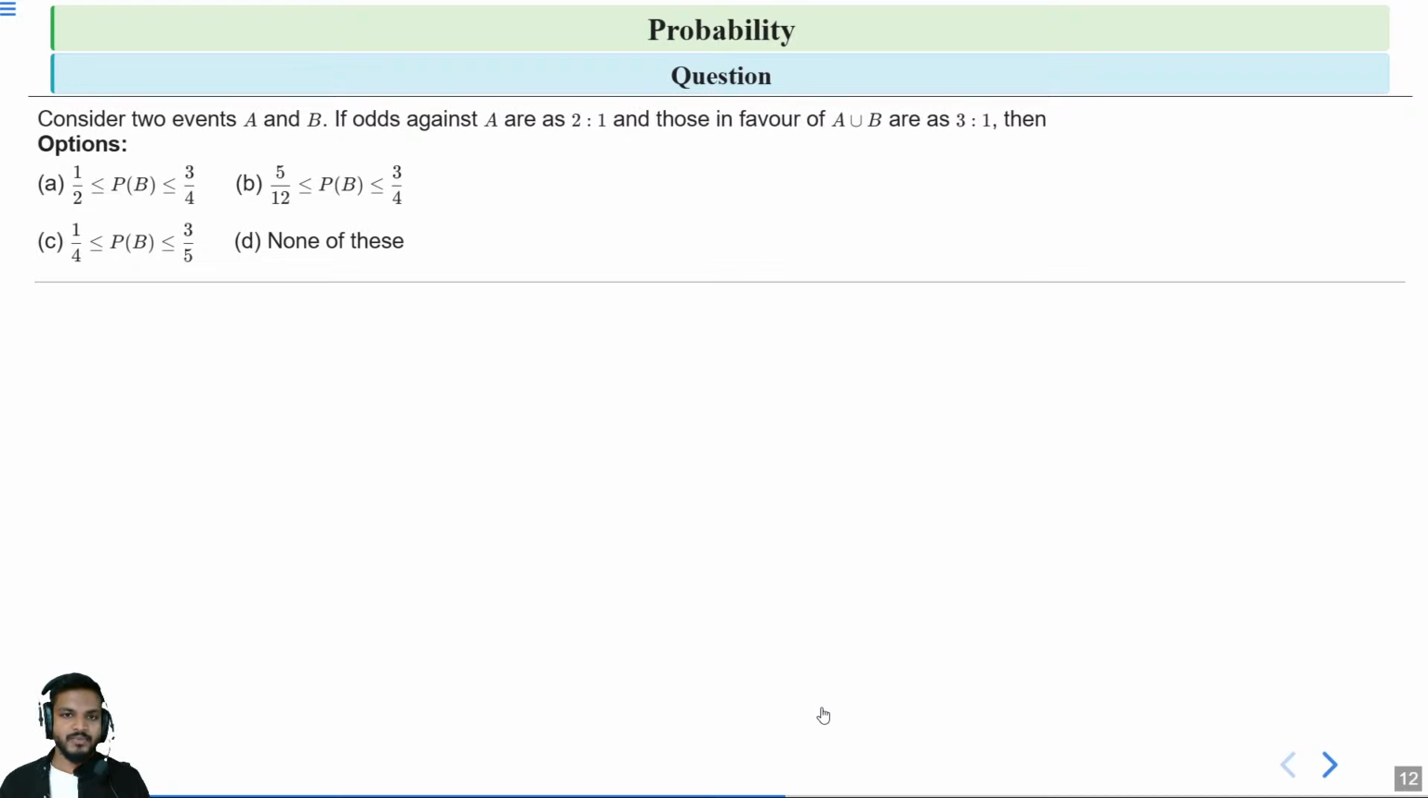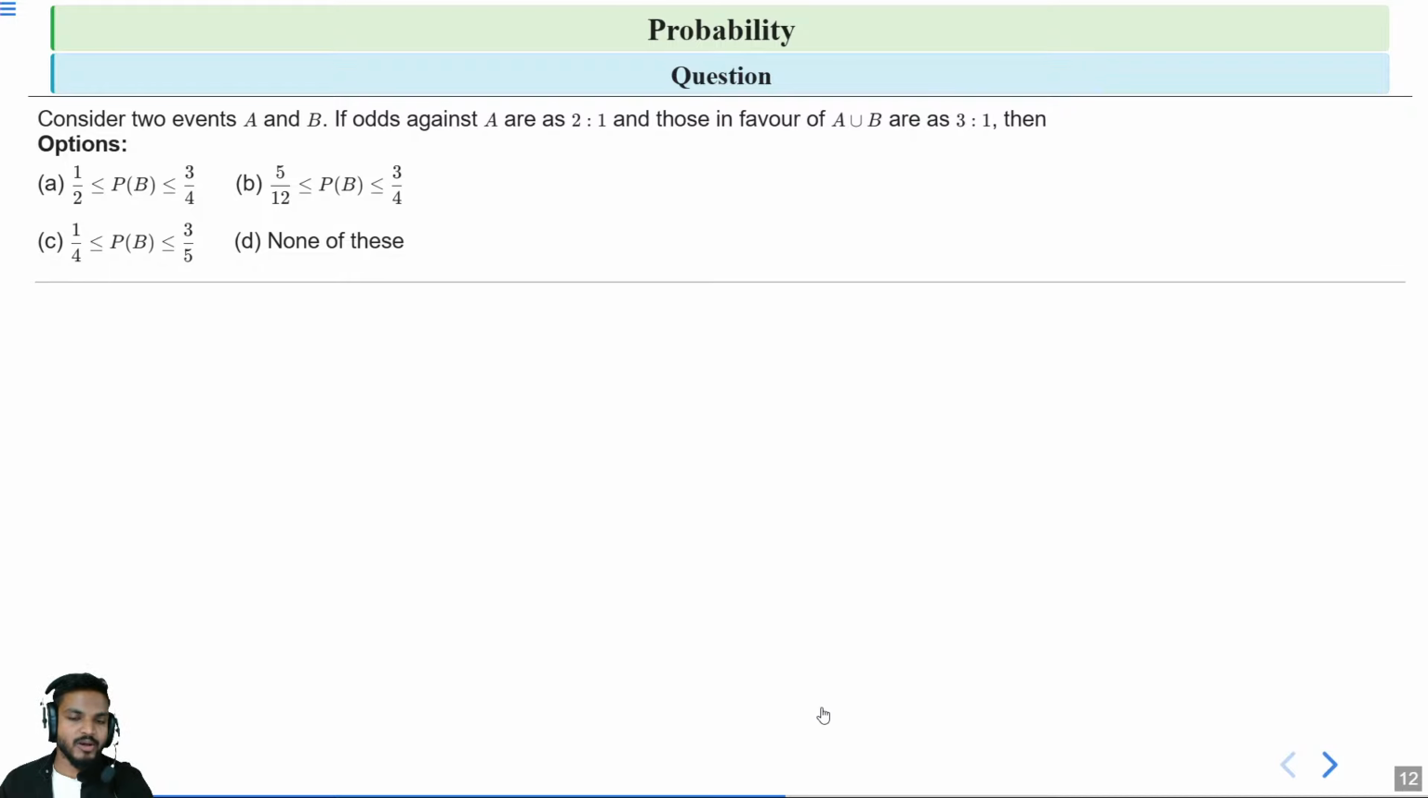So next question. Consider two events A and B. If the odds against A are 2 is to 1 and those in favor of A union B are 3 is to 1, then... So what is given? We have two events A and B, and it is given that the odds against A are 2 is to 1. So what is the formula to find the probability from odds against A and odds in favor of A union B, that is given as 3 is to 1. Okay, then which option is correct?